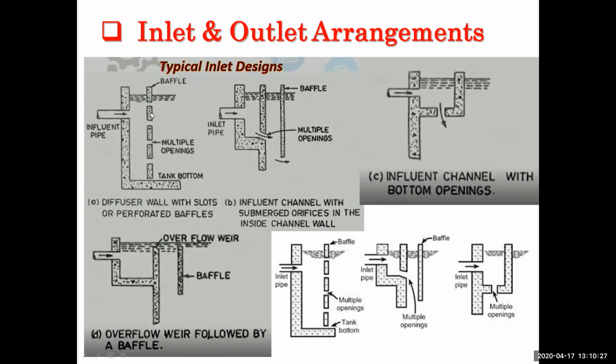Now why are these openings provided? To reduce the turbulence, because the water will be coming at a higher pressure and velocity. So to reduce that pressure and velocity, we have to provide such types of inlets. This is one type, called the diffuser valve inlet, where the baffle valve has small perforations, small holes through which the water will pass.